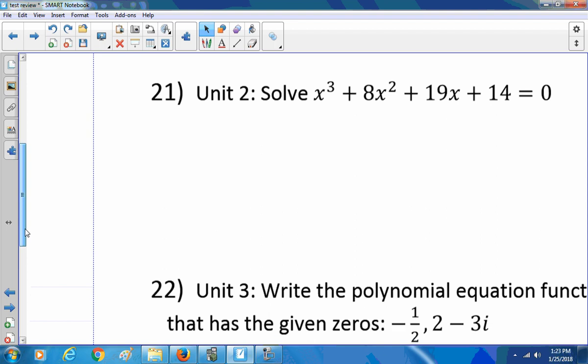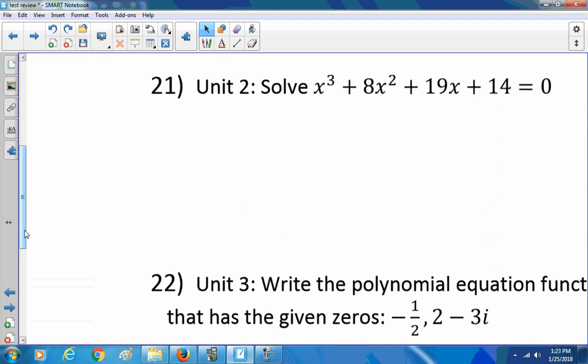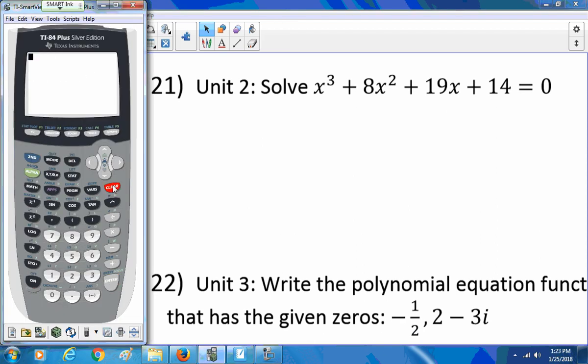21, we had a lot of good conversations about how to solve this from Unit 2. These are just cubics. First, the easiest way to solve a cubic is to graph it. Let's try and graph this. X to the 3rd plus 8x squared plus 19x plus 14, to find any and all rational zeros that I can. So I'm going to go far left. Second trace 0. Let's do the one on the far left.